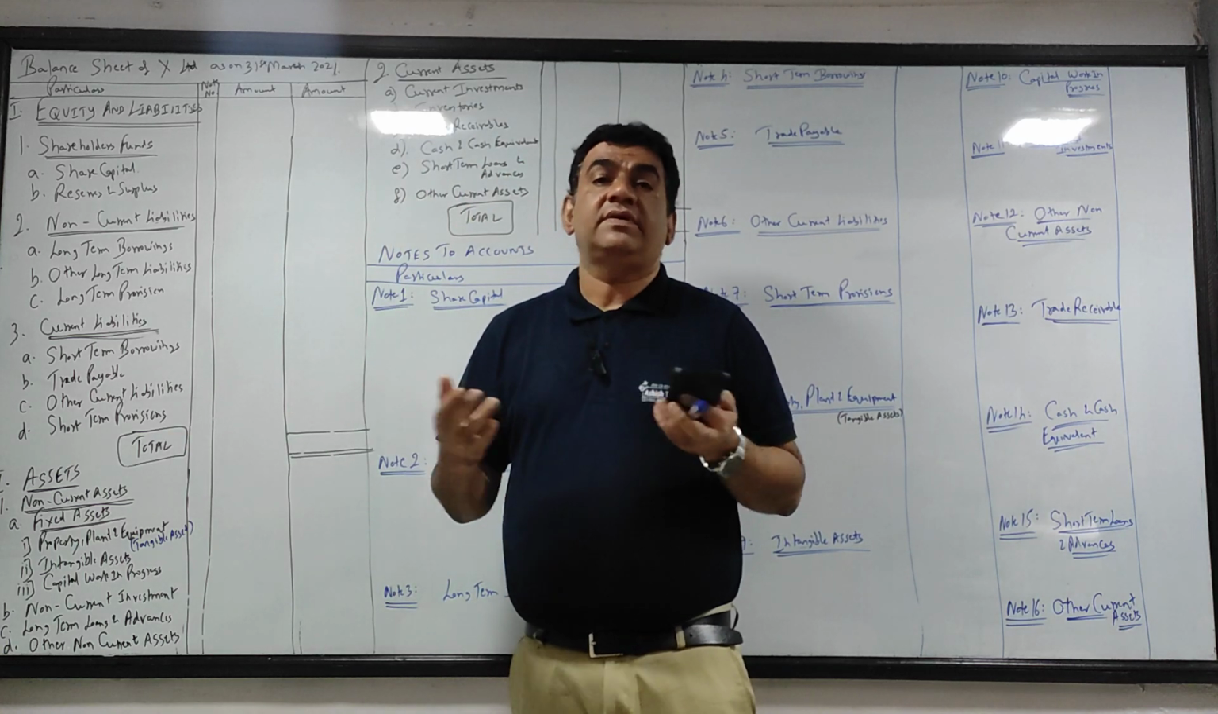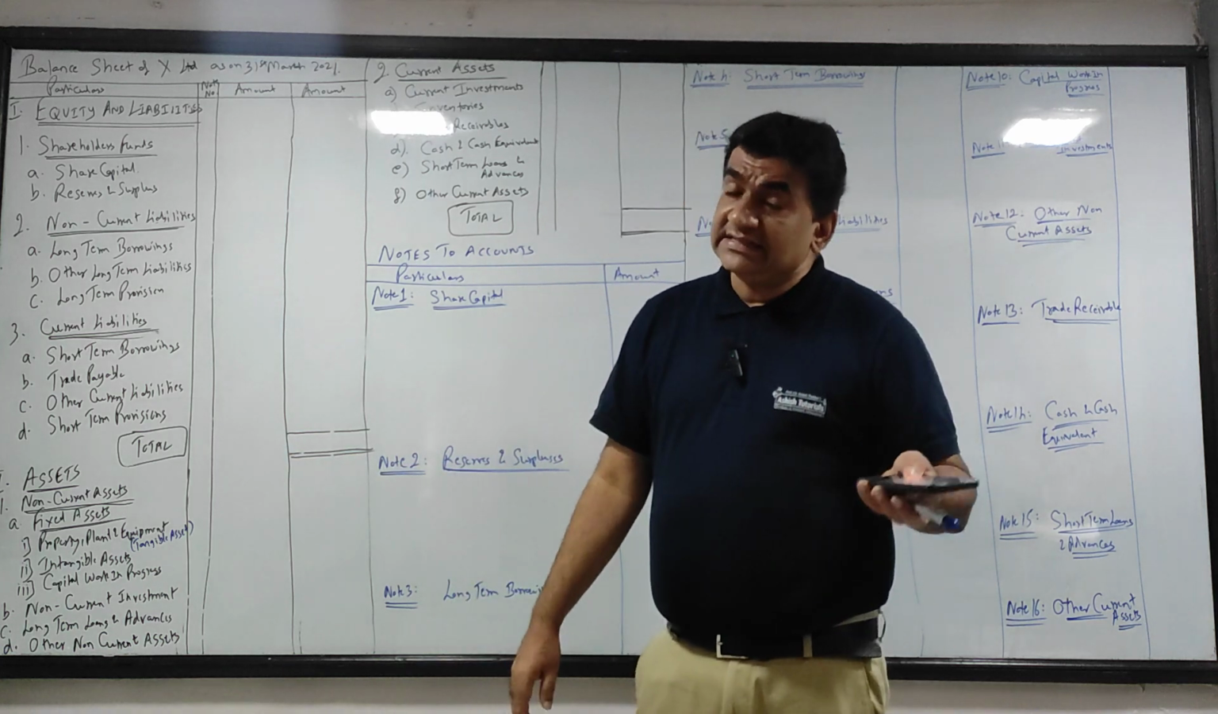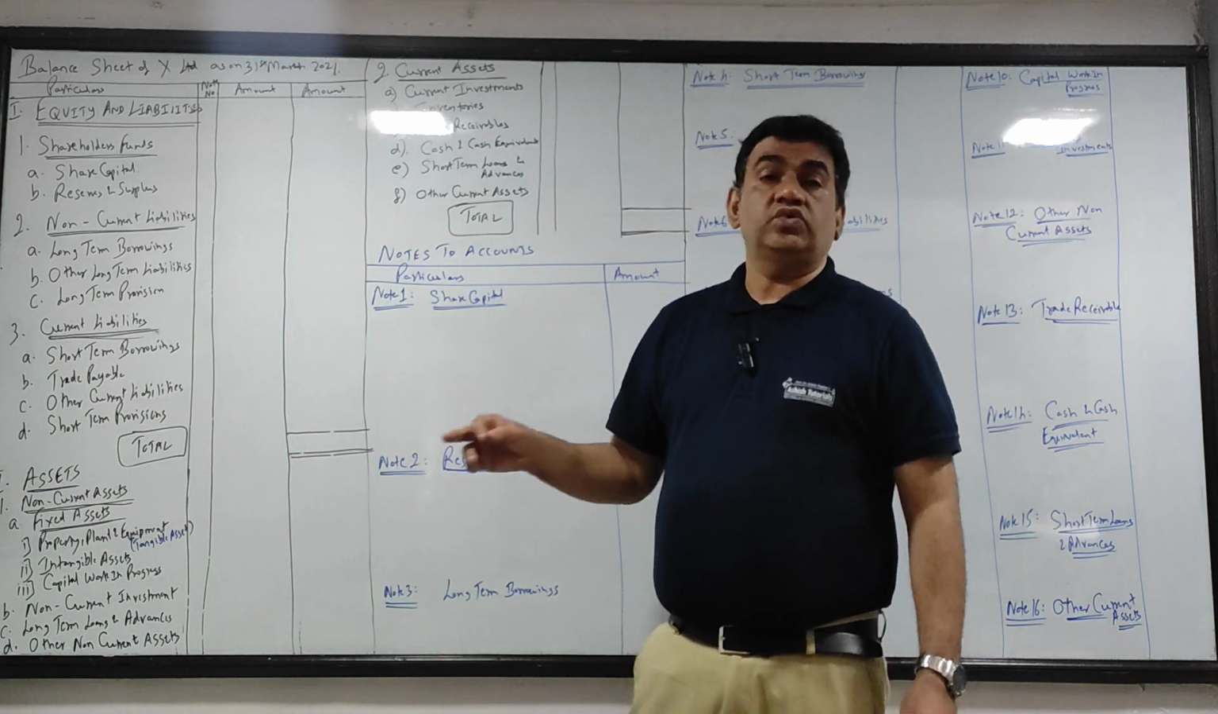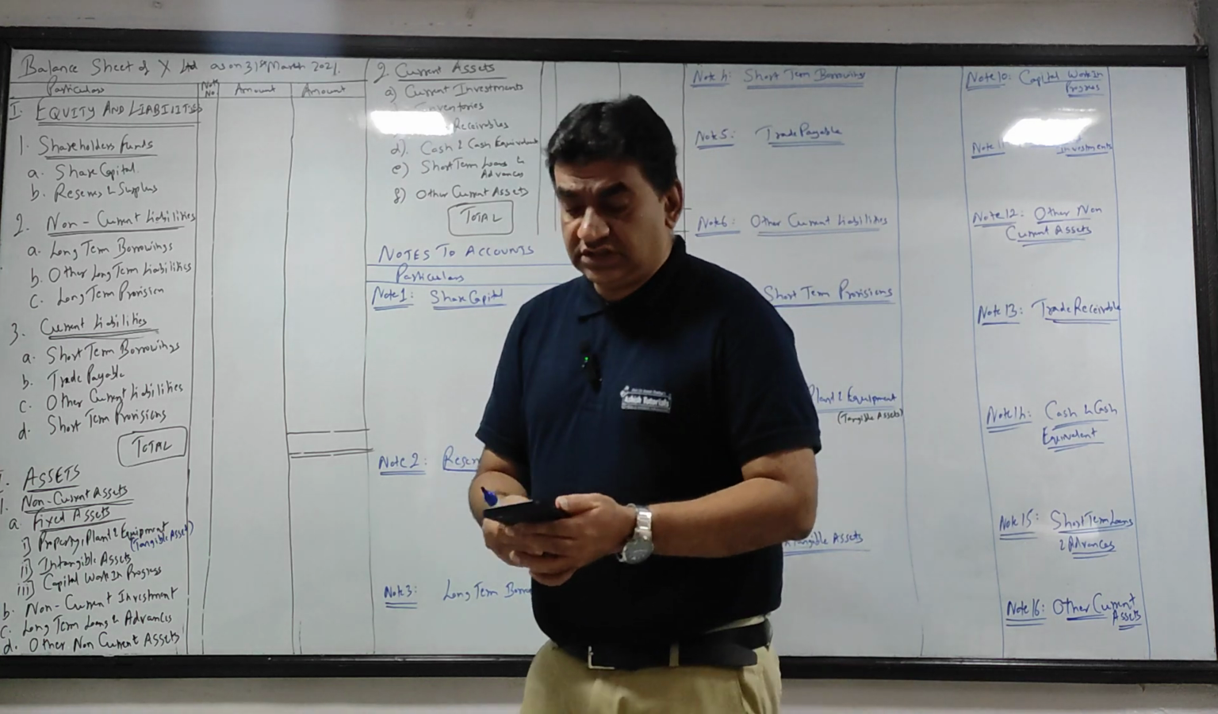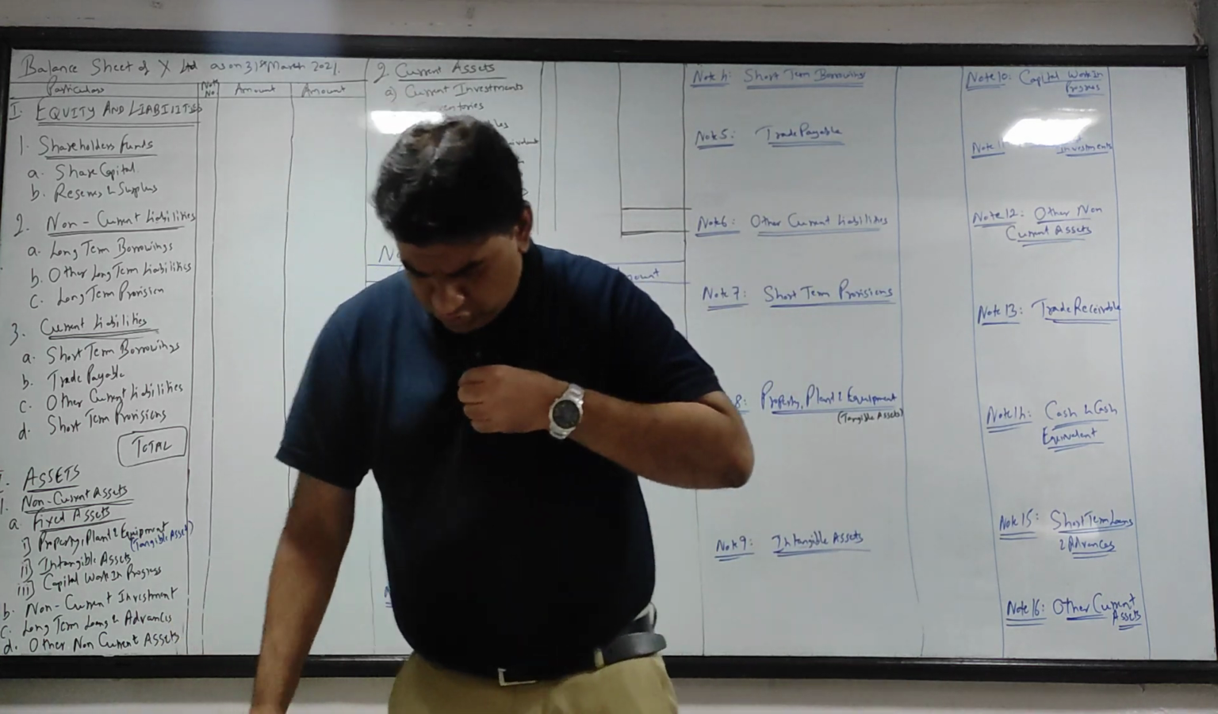And interest receivable, as I told you, is a part of other current assets, so in front of it write OCA. Got it? This was the discussion. Now listen, how to prepare the format.